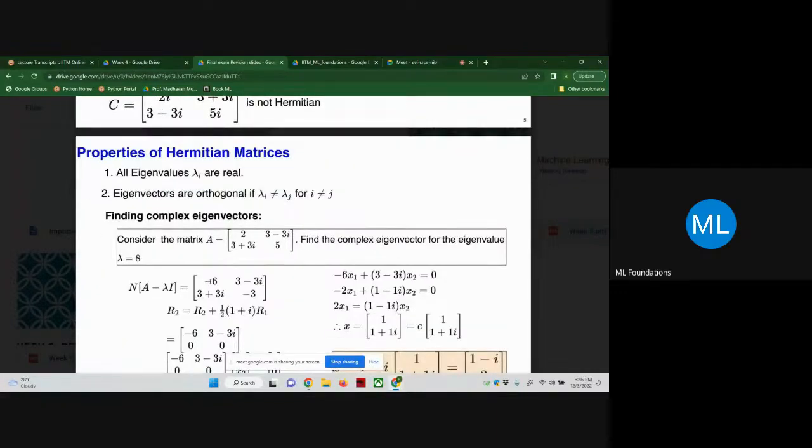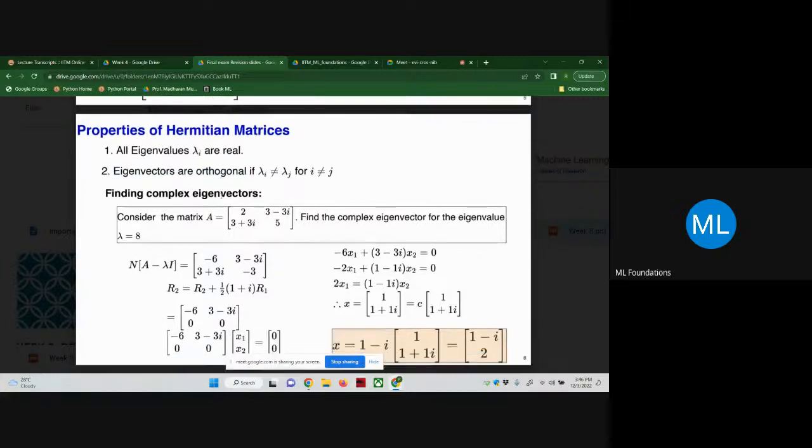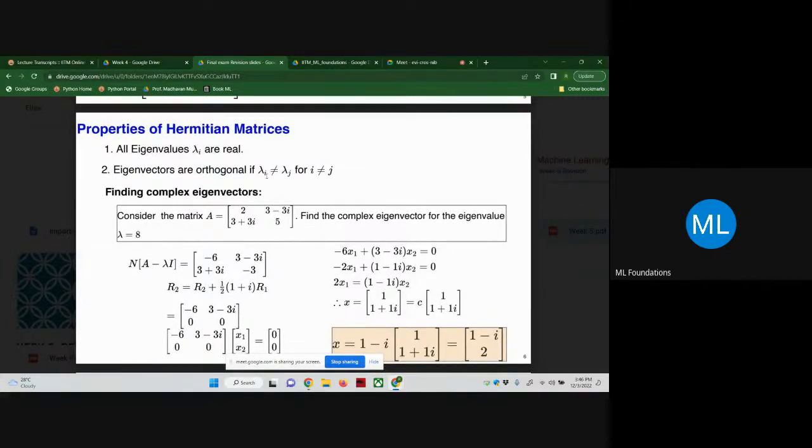The properties of Hermitian matrices are the same as the properties of symmetric matrices. The eigenvalues are going to be real. For distinct eigenvalues, the corresponding eigenvectors are going to be orthogonal, just like we have seen for symmetric matrices, orthogonally diagonalizable. The eigenvectors corresponding to different eigenvalues are not just independent, they are orthogonal, which means they are perpendicular to each other.